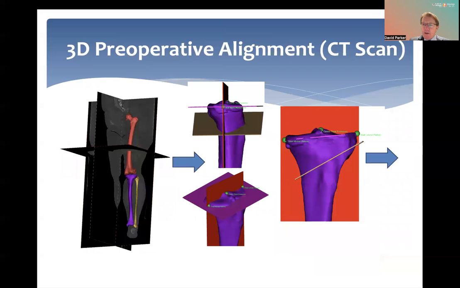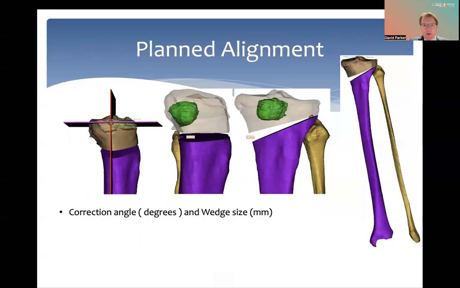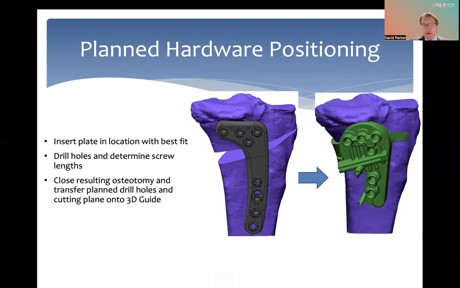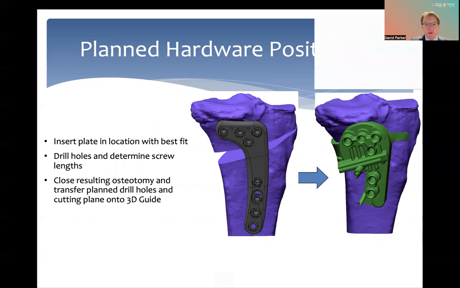Once that's done, those calculations then are applied to the patient's CT scan to work out the correction angle and the wedge size that we need to achieve the correction we want. And then the hardware position is planned. You can determine the best place for the plate and the screws. It's then closed, and the PSI guide is made for the surgeon to use in the procedure.